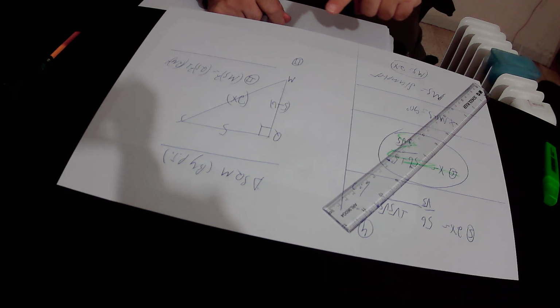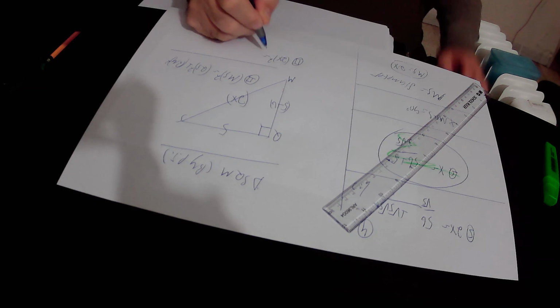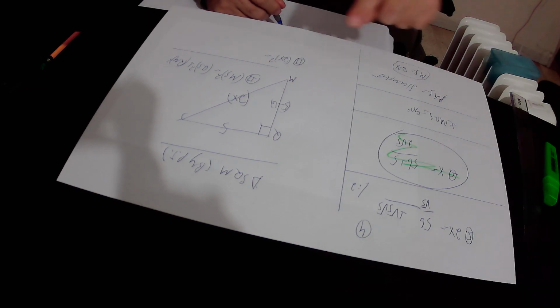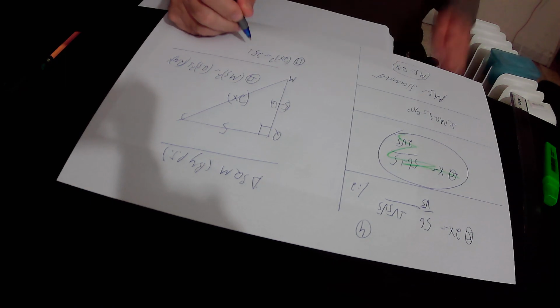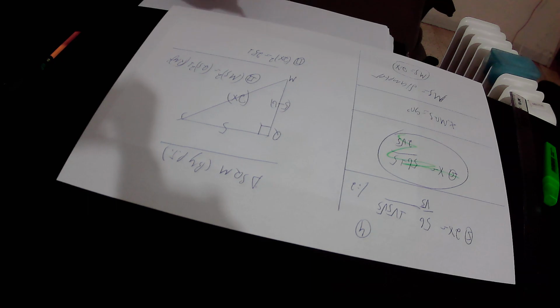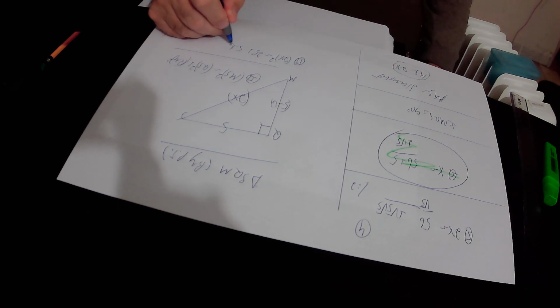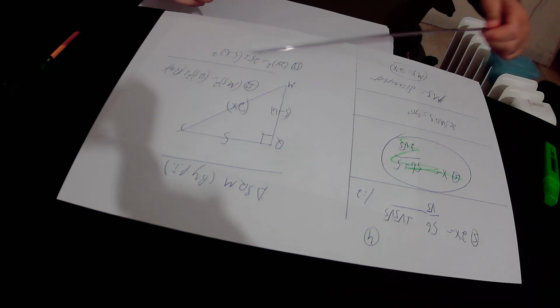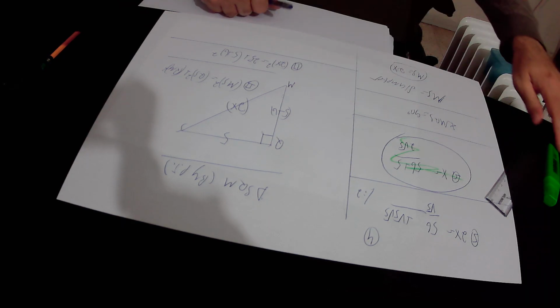MS is 2x, therefore MS squared is 2x squared. And it must be equal to QS squared. QS is 5, therefore QS squared is 5 squared, it is 25, plus QM squared. QM is 5 plus b, therefore QM squared is (5 plus b) squared. This is according to equation number 2.